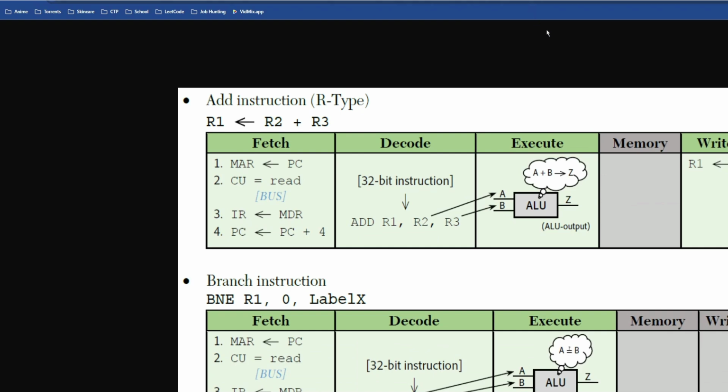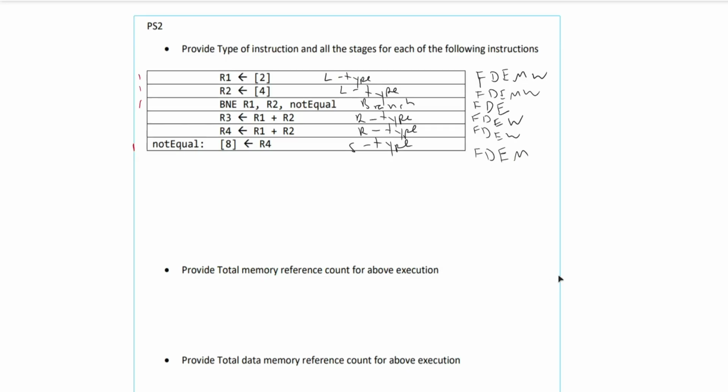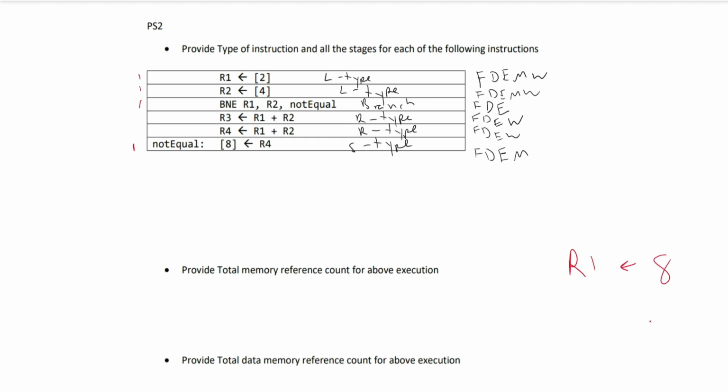Add instruction, R type, branch. Okay, this looks right. But I was just wondering, what happens when, let's say, R1, and then he loads a value, not an address. This is an R type instruction, right?